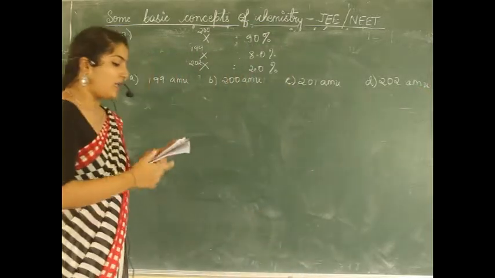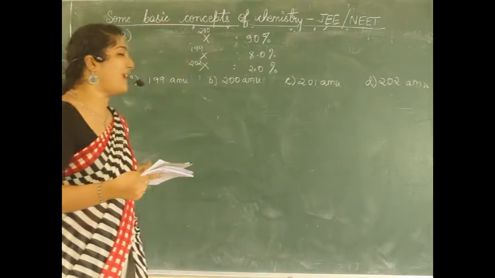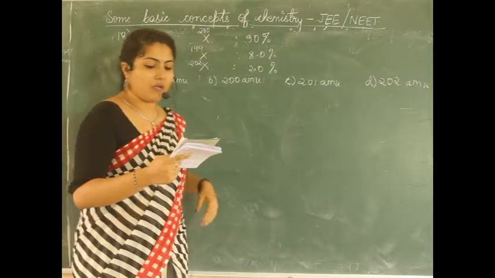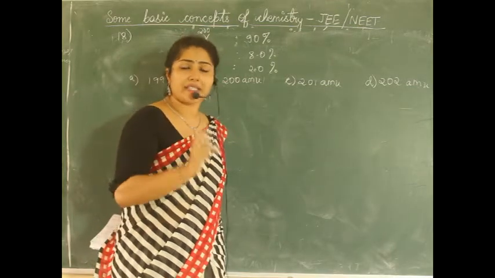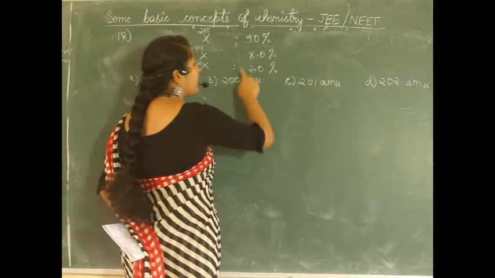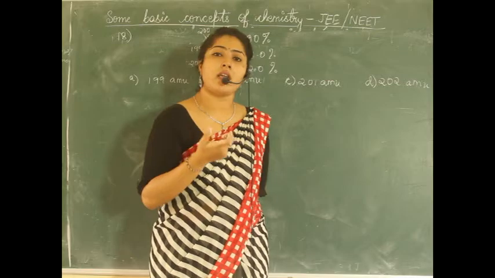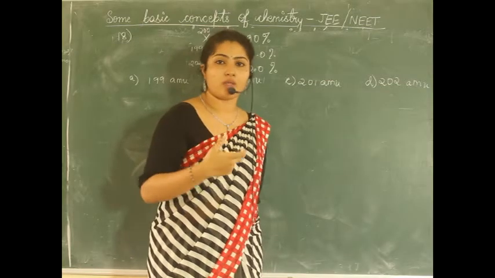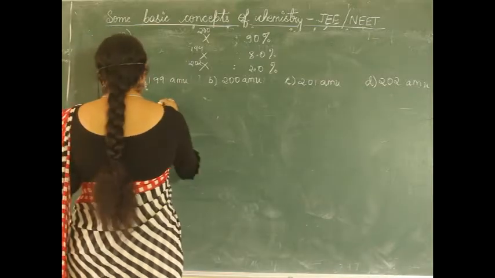They have asked for the weighted average atomic mass of this naturally occurring element X. You will have to find it out. See, how is average atomic mass calculated? It is calculated by considering the atomic mass and their percentage of occurrence. Occurrence in the sense of how much it is present in nature, or how much we get of it in nature.